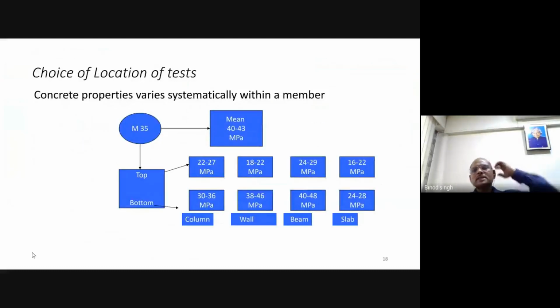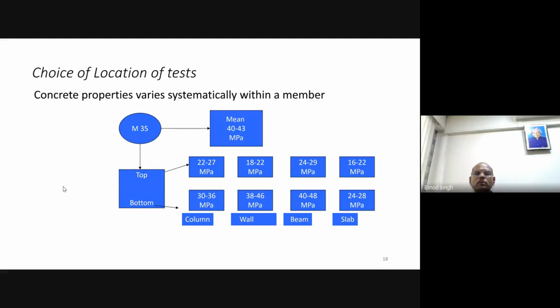So if you test, this is a practical result. Even within the member there is a variation. Say we have an M35 grade of concrete. This is not from the literature, but based on testing of some buildings. We have got this type of result. Suppose we are testing a column. If you test the top, you will get between 22 to 27, bottom you will get 30 to 36.